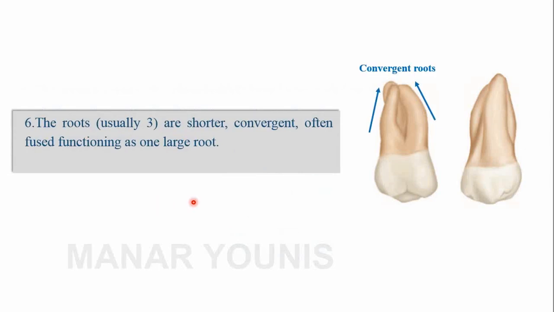Regarding root outline, three roots are found. However, they are shorter, more convergent, and often fused, functioning as one single large root. These three roots have a distinct slant toward the distal, even more than is shown for the maxillary second molar.